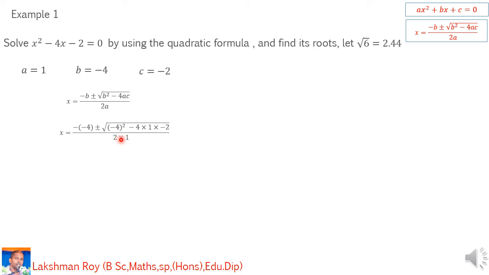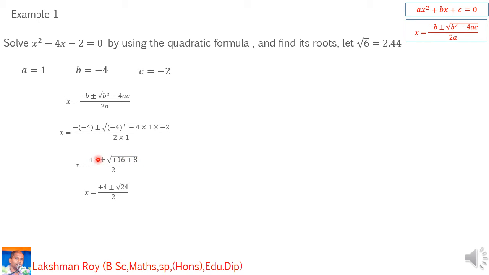Divide the whole thing by 2 times 1, right? Then if you solve this, you can see negative into negative 4. That means you multiply negative by negative, that is positive 4. You can write it within brackets if you want. Then plus or minus, within the square root, negative 4 squared means negative 4 times negative 4. That is positive 16. Then these three values should be multiplied using the signs. 4 times 1 times 2, 8. What sign? Negative times negative, positive 8, right?